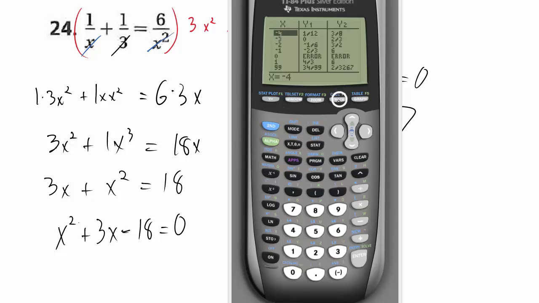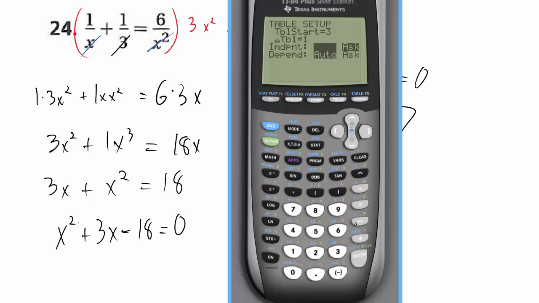One more way that works is you could solve it using a table, using guess and check, or you could scroll through. If you notice, if I go to my table and I set this to auto and go back to my table, when x is 3, see how they agree with each other, but they don't agree with each other anywhere else.